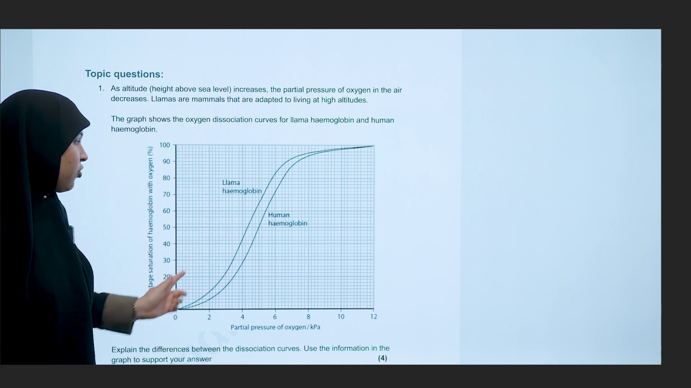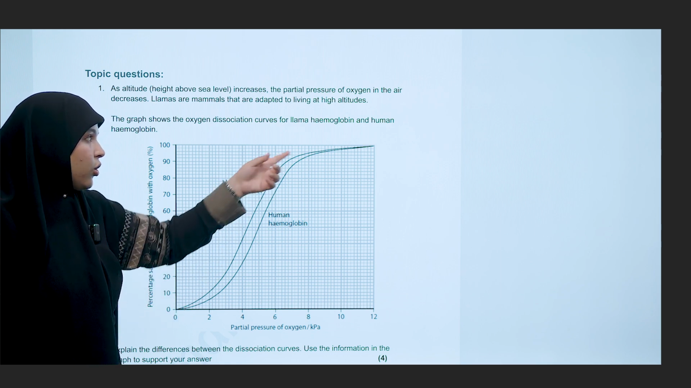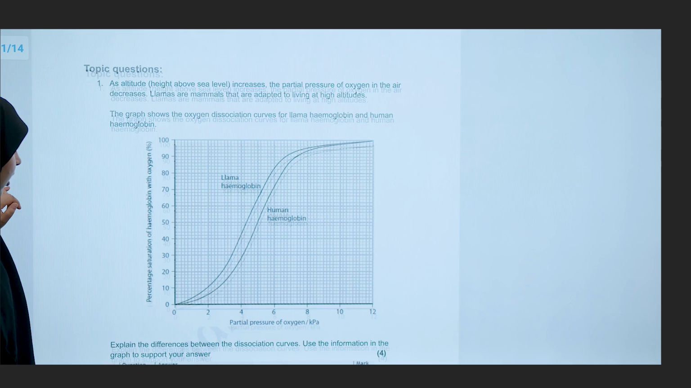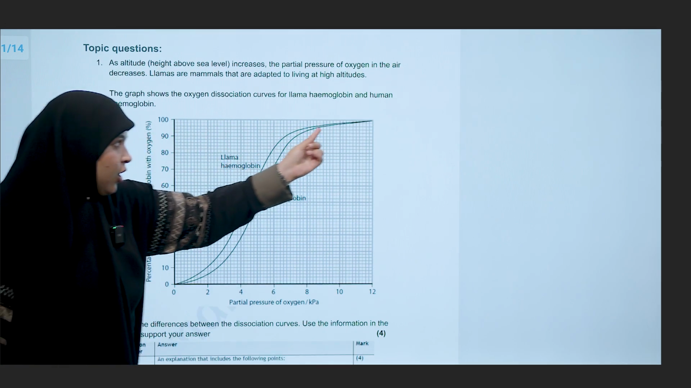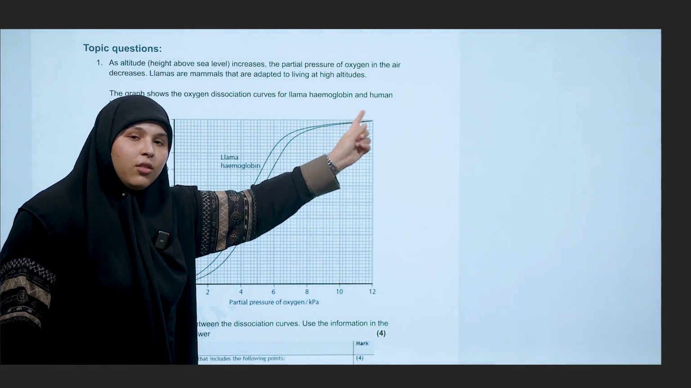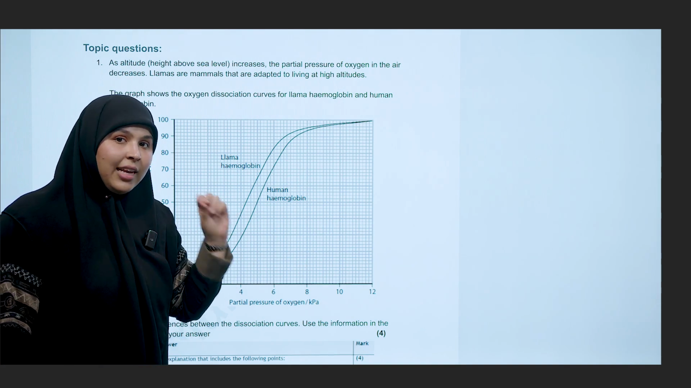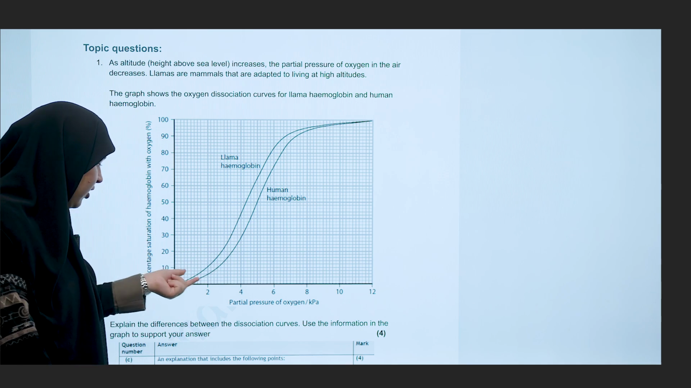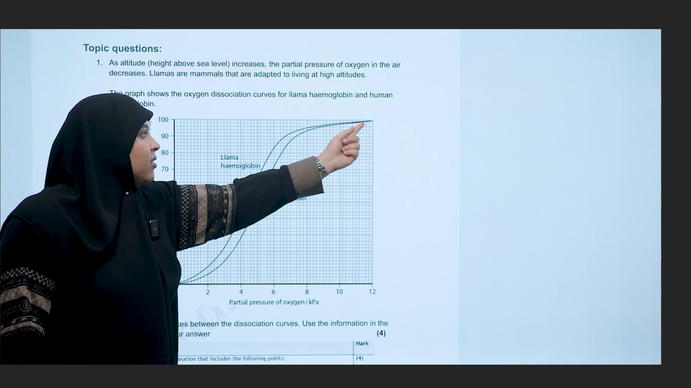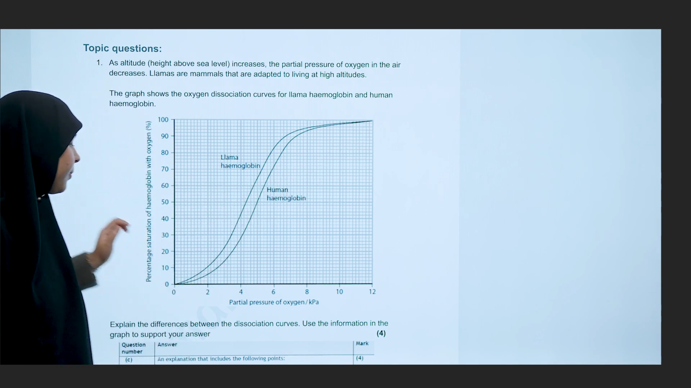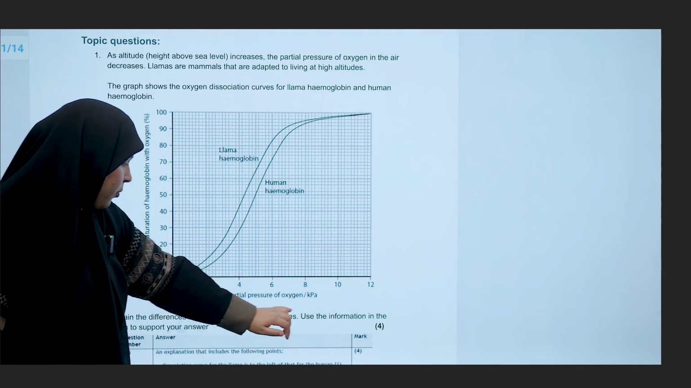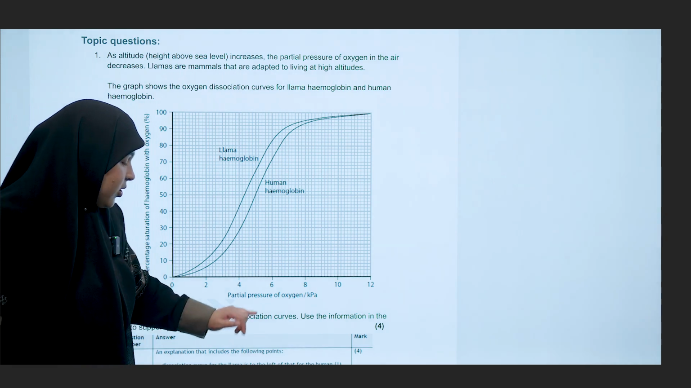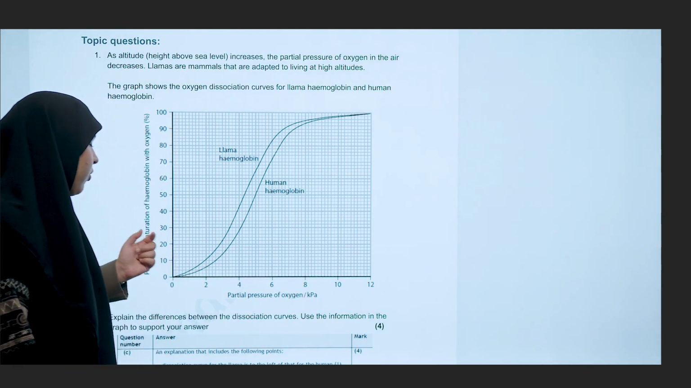The graph shows the oxygen dissociation curve for llama hemoglobin and for human hemoglobin. Here you can see the percentage of saturation. Of course, the reason we have this sigmoid shape, you must link it to the cooperative binding of oxygen. Here it's going to be slow, and then it's going to flatten here. And here we have the partial pressure of oxygen. So explain the differences between the dissociation curves, using the information in the graph.